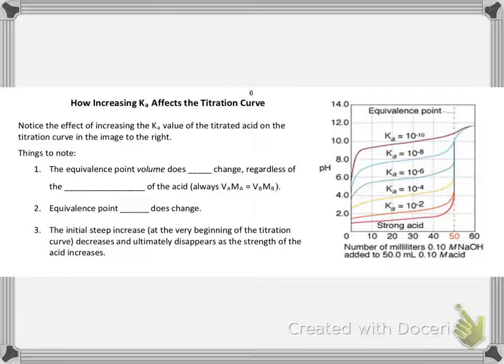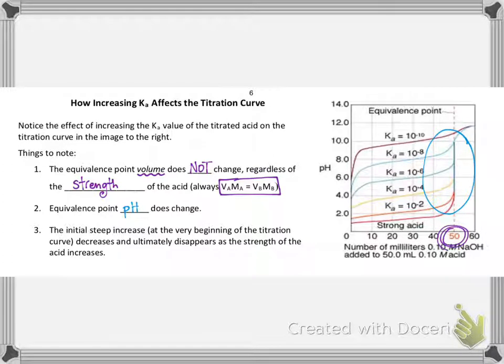Please note that the equivalence point volume isn't going to change. It doesn't matter if you're titrating with a strong acid or a weak acid. That's why we can always use that MAVA equation. However, the pH at the equivalence point, that totally changes. There's one more thing I want to point out.